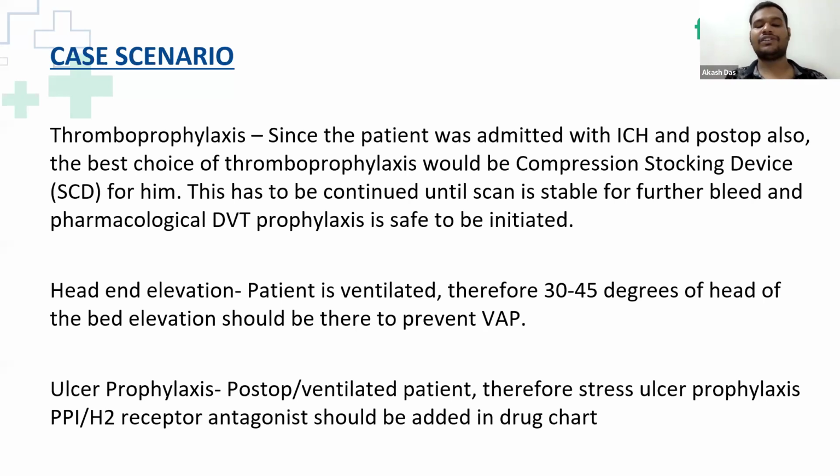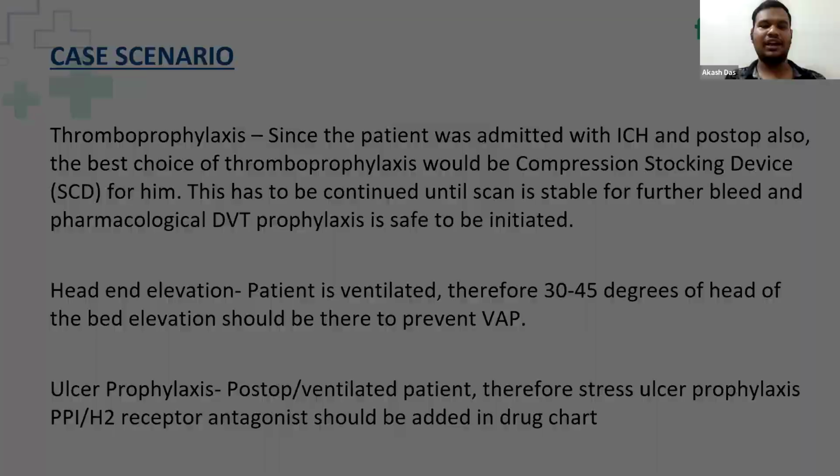Then head end elevation, as we have already told, 30 to 45 degrees of head end elevation should be there for your patient. That is the right answer. Ulcer prophylaxis, okay. Post-op ventilated patient, therefore your patient deserves a PPI or an H2 receptor antagonist in the drug chart, okay.